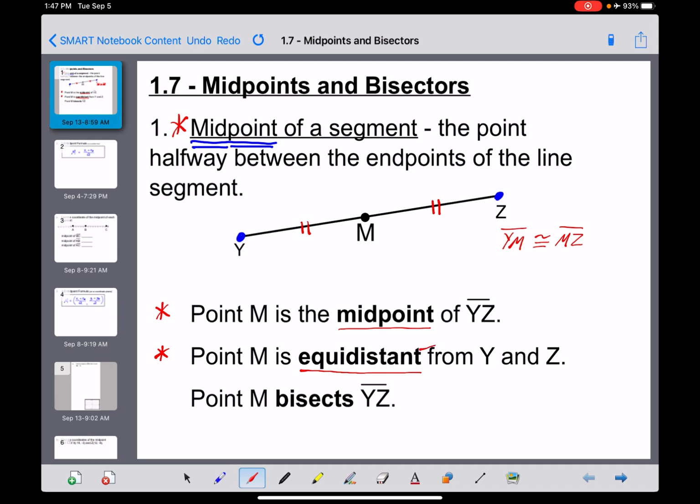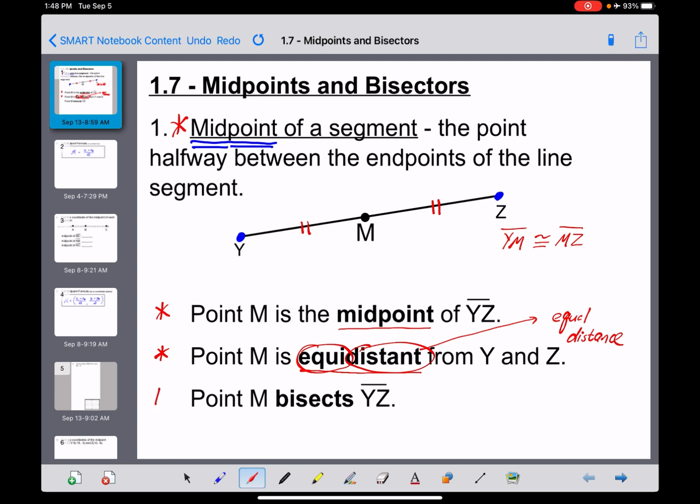And as you might guess, that word, if we break it down, the equi means equal, the distant means distance. So equidistant means that something is an equal distance from two other things. So point M is equidistant from Y and Z because this distance right here is exactly the same as this distance right here. So that's what equidistant means.